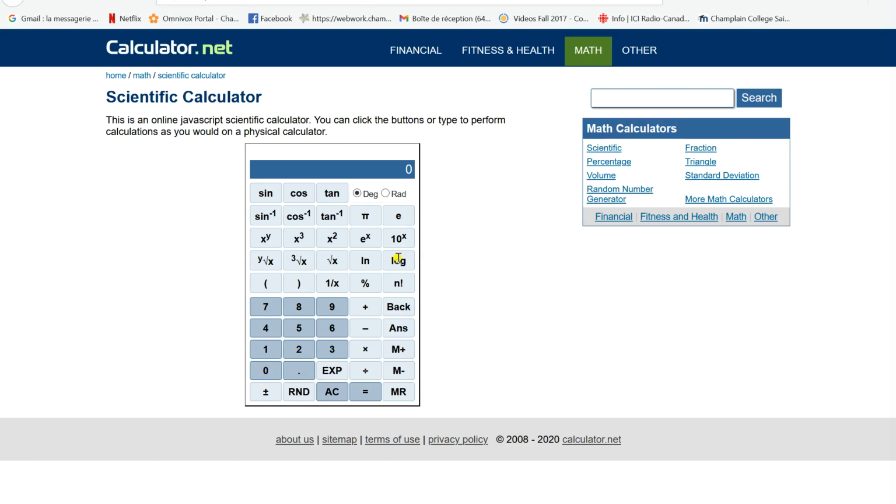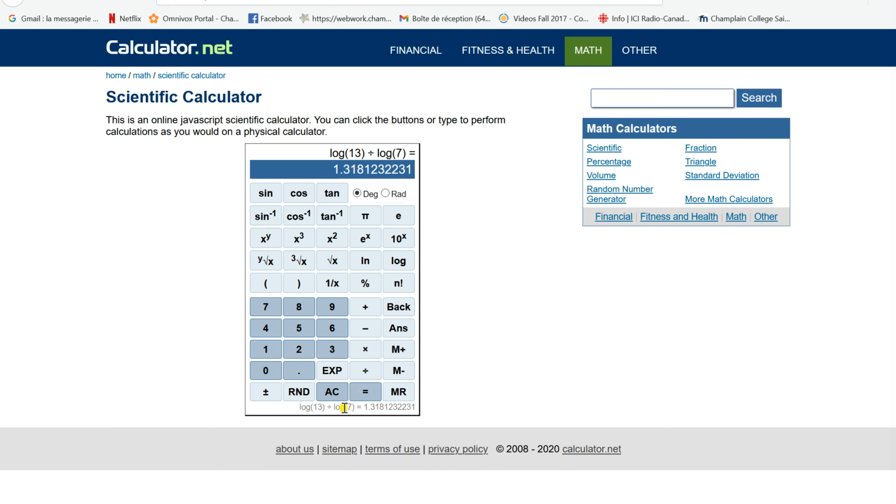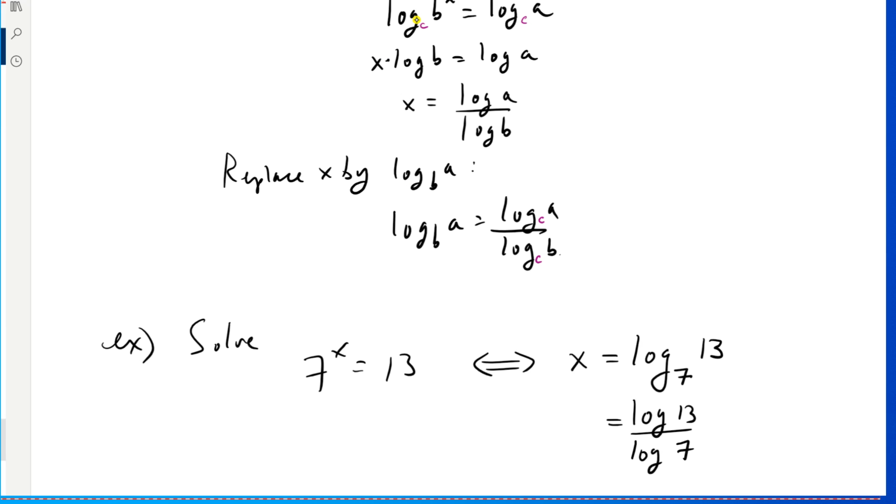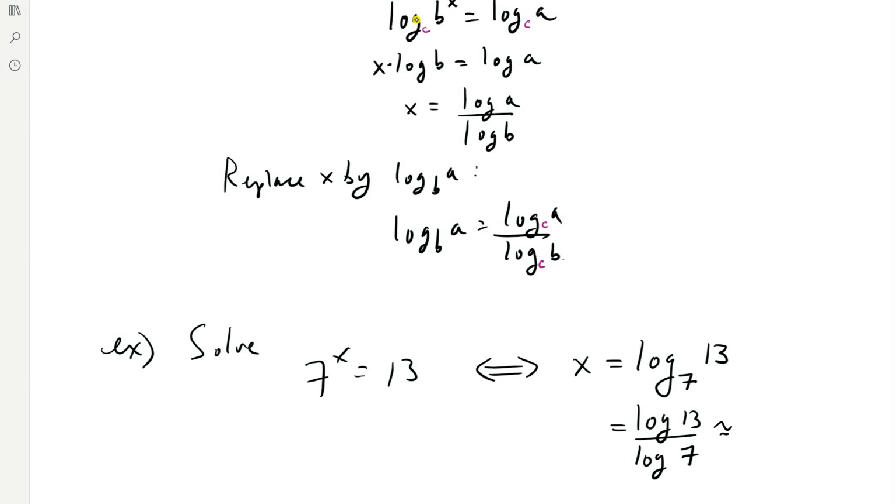I want to calculate log of 13. Okay, and I'm going to divide this by log of 7. And that's going to give me 1.318 approximately. So I'm going to write that down. So this is approximately 1.318.